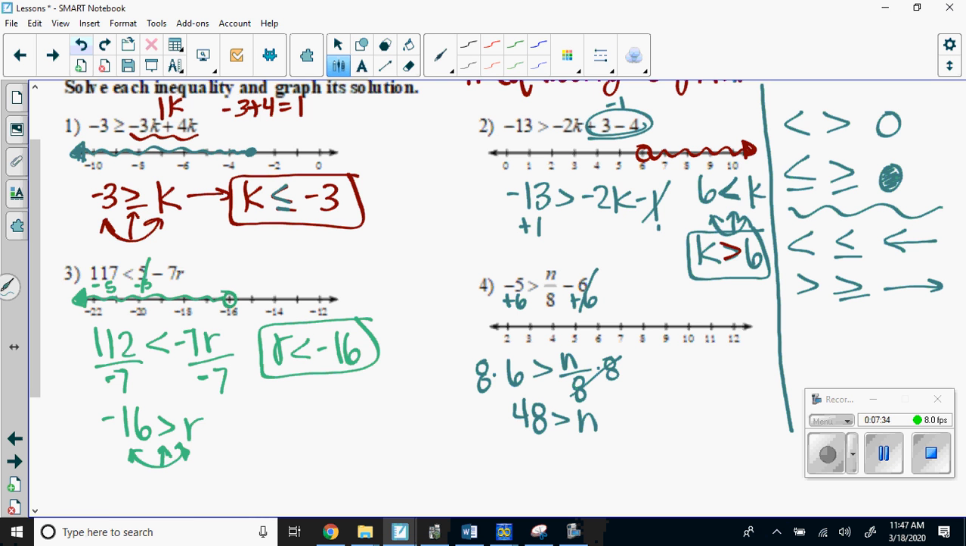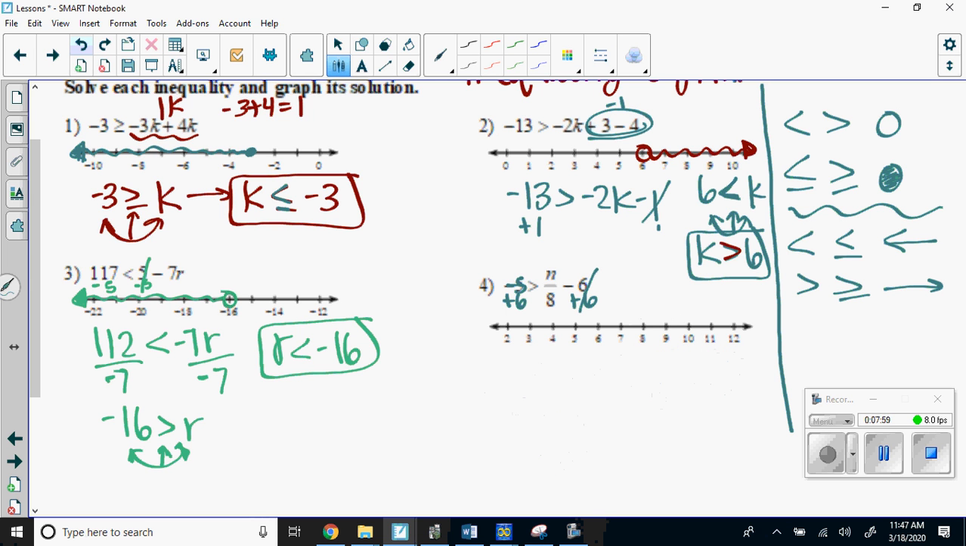We don't like n on the left or on the right side of the inequality. So let's flip it around, do the switcheroo with all 3 of those things. N is less than 48. Uh-oh. I messed up. Let's try this again. Do you see my mistake? I messed up right from the beginning.